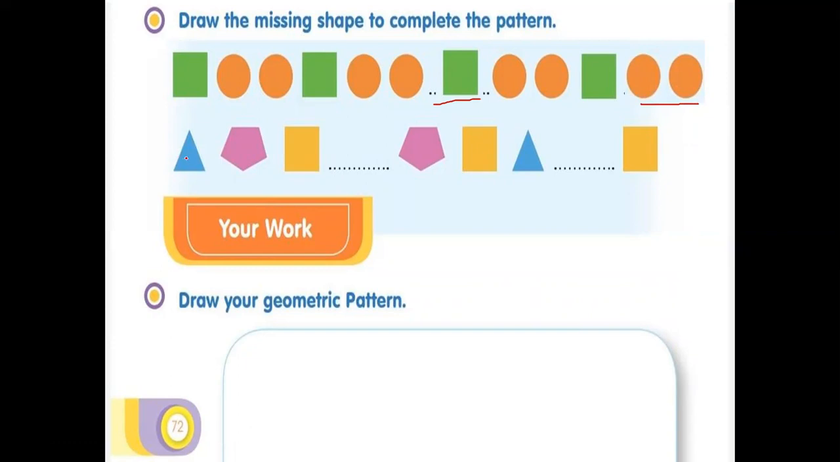Okay, triangle, pentagon, square, triangle. Yes, and it is blue. Pentagon, square, triangle, pentagon. Yes, pentagon means al-khumasi. So this is the next shape. We're not going to do this exercise.